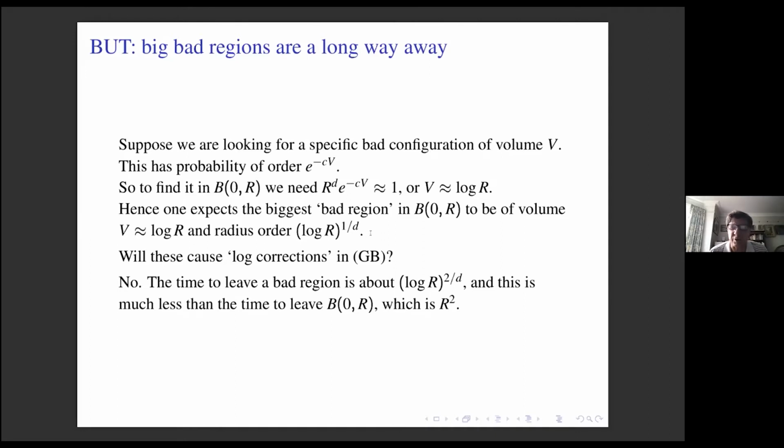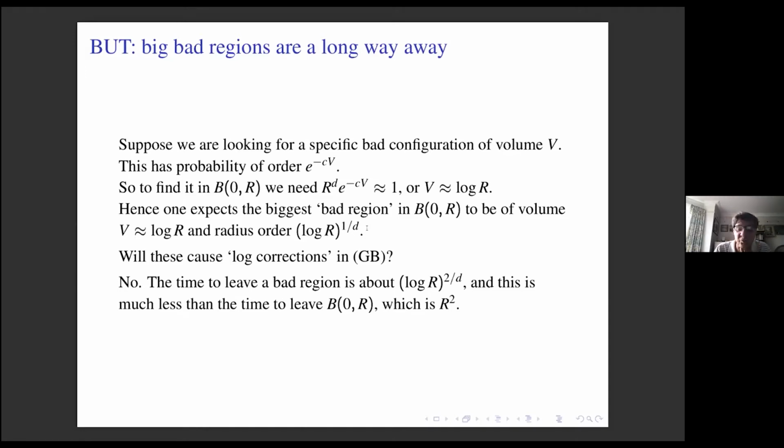Of course, there's a question here which I'm going over, which is, I was talking first of all about one specific type of bad region and then any bad region. So how many different kinds of bad regions are there? That's why this is only very hand-waving and heuristic. But if we accept that the bad regions in a ball of radius R should be of order radius (log R) to the 1 over D, the question then is, do these log fluctuations in the percolation cluster cause log corrections in the Gaussian bounds?